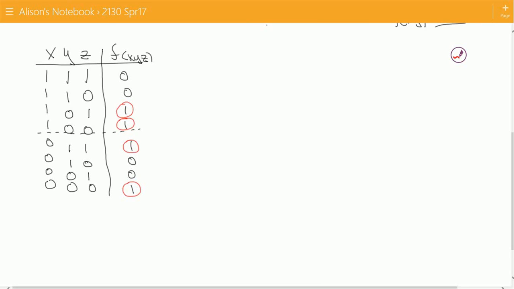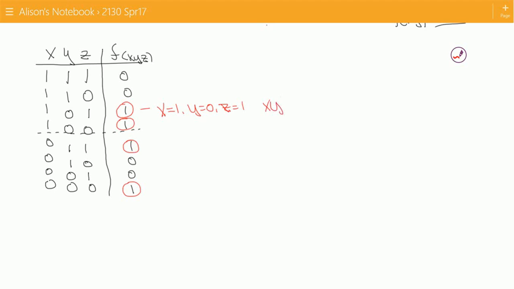All right, so this particular row is generating a min term, which is an output value of 1, and I can see x is equal to 1, y is equal to 0, and z is equal to 1. That is going to give me x, y naught, and z. The next min term is x equal to 1, and both y and z are equal to 0. That is going to give me an x, a y naught, and a z naught.